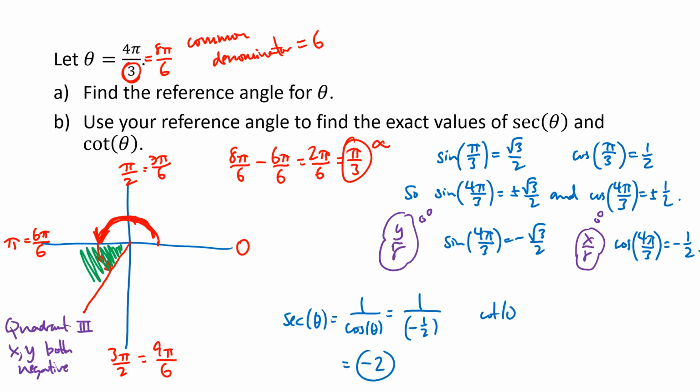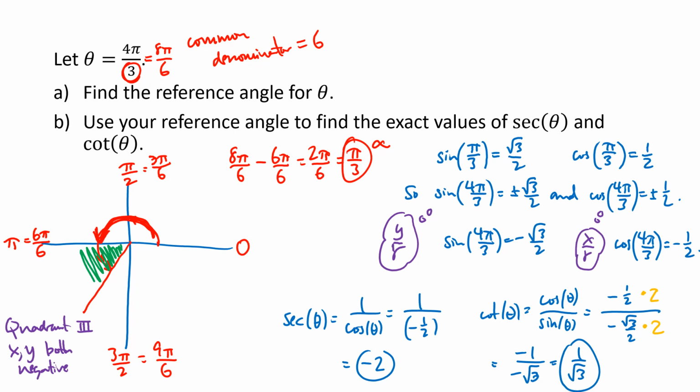And the cotangent of theta is cosine of theta divided by sine of theta. That's going to be my negative 1/2 divided by negative radical 3 over 2. I can multiply top and bottom by 2 to get rid of those fractions within my fractions. So that's going to be negative 1 divided by negative square root of 3. And that simplifies to 1 divided by the square root of 3.